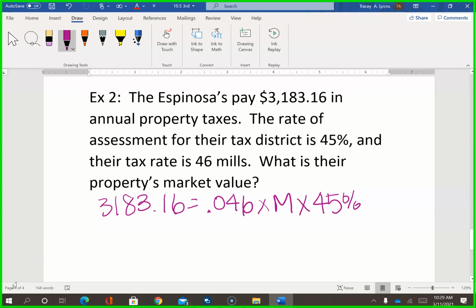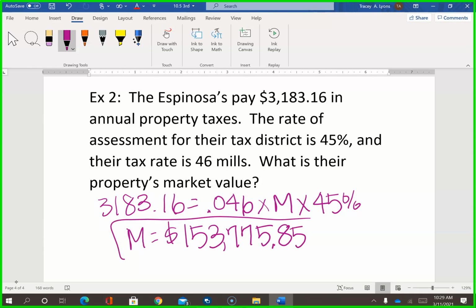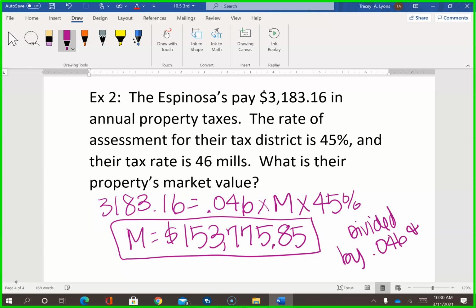So I'm going to put the number in, 3183.16. I'm going to divide by 0.046, hit equals, and I'm going to divide one more time by 45%. So market value, $153,775.85. So I divided by 0.046 and 45%.